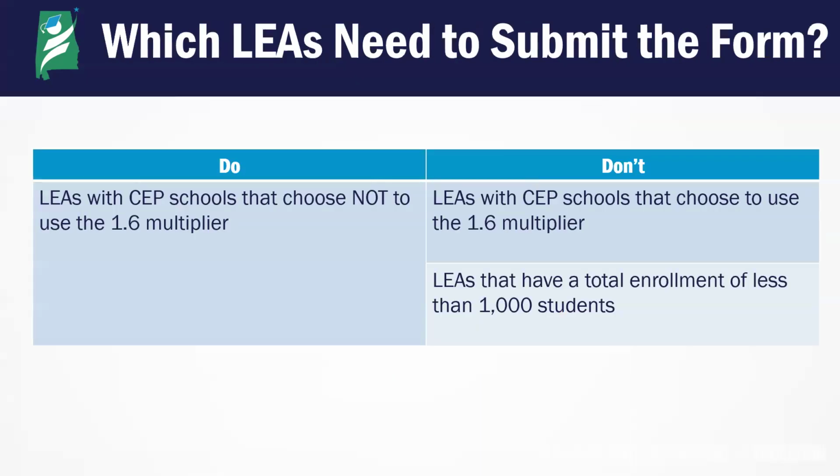So which LEAs need to submit the form? Let's review. The ones that do need to submit the form are the LEAs that choose not to use the 1.6 multiplier. The LEAs who do not need to submit the form are those that choose to use the 1.6 multiplier, or the LEAs that have a total enrollment of less than 1,000 students, because those LEAs are exempt from ranking and serving, period.